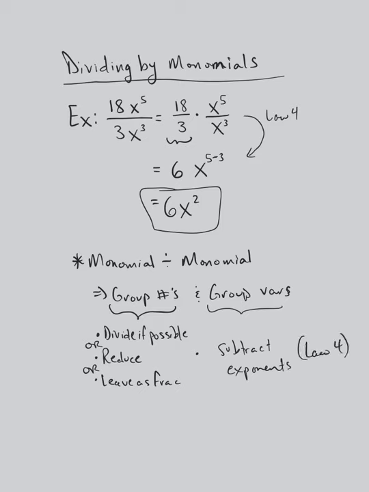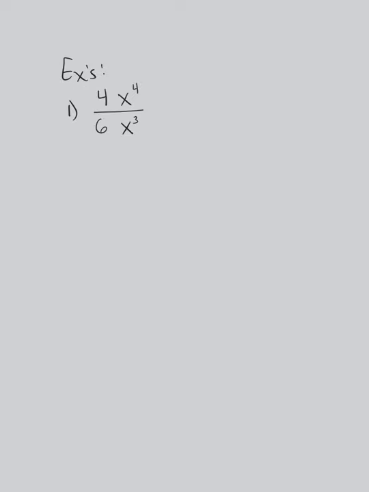Let's look at a couple examples of that. Here's an example, 4x to the fourth over 6x to the third. We can group together the numbers and then group together the variable part. This is a case where there's no even division. 4 doesn't divide evenly by 6, but it does reduce to 2 over 3. Then here I subtract my exponents, 4 minus 3, and so I get 2/3 x to the first. Just remember, whenever our exponent is 1, we usually don't write it. So this is the way we would preferably leave our answer.